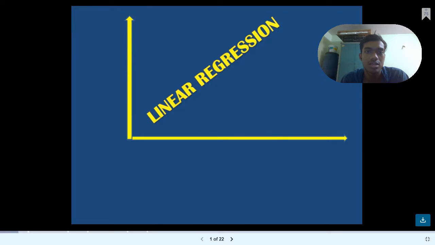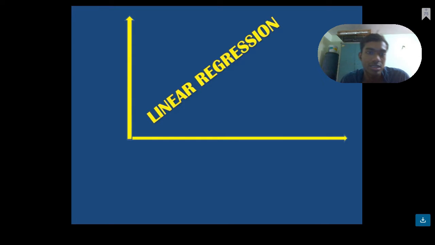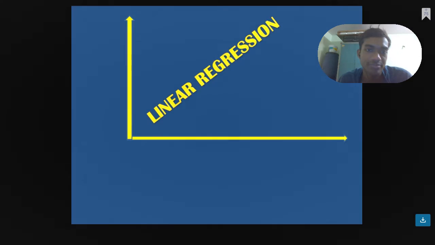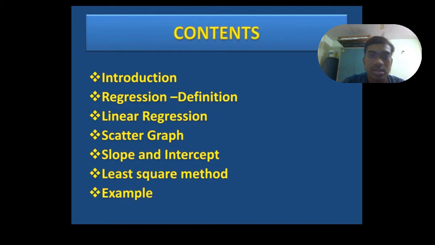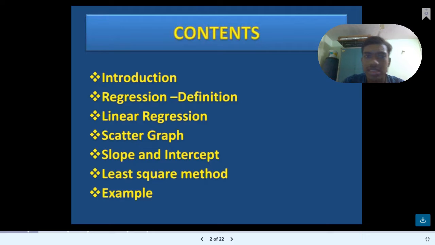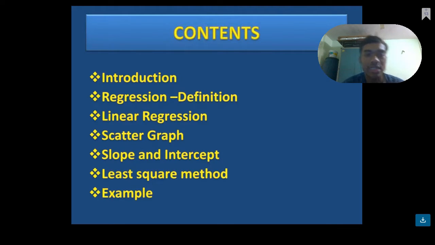For machine learning, our topic is linear regression and we're going to discuss this. So hello everyone, today we'll be looking at linear regression. What is it? This is what we're going to discuss today: the basic introduction, regression definition, linear regression, scatter graph, slope and intercept, least square method, and some examples. After this, we will also solve some questions to get a better grip on the topic.